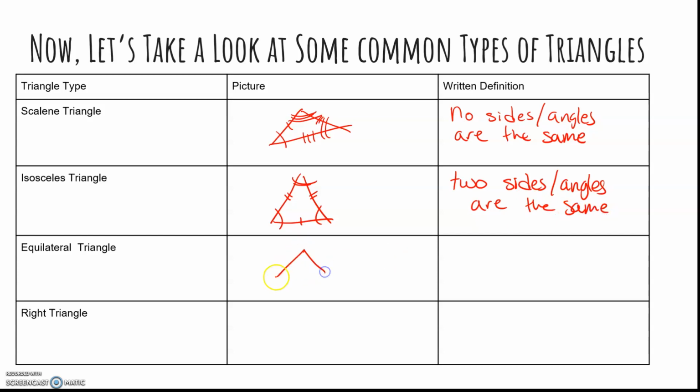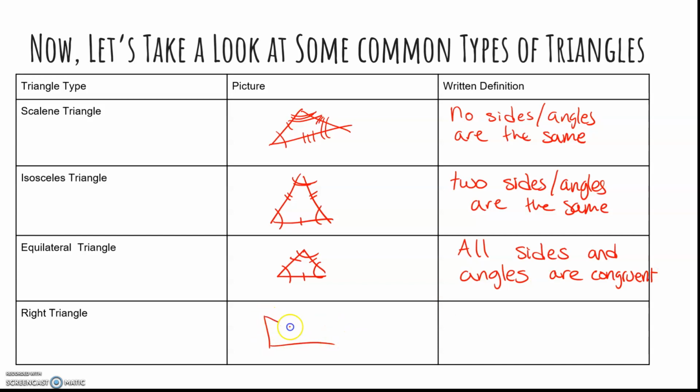And an equilateral triangle has all sides and angles that are the same, or congruent. And a right triangle is any triangle that contains a 90-degree angle. Okay? Take a second, copy these down, and we'll move on in a second.